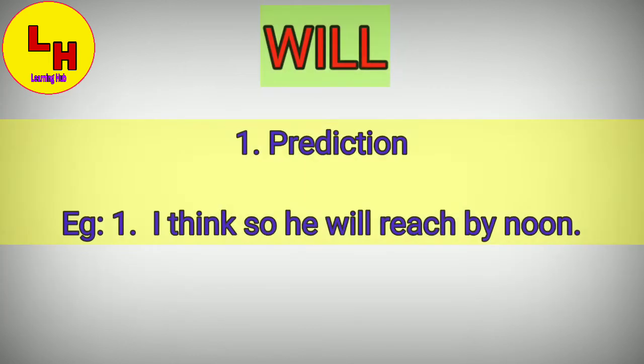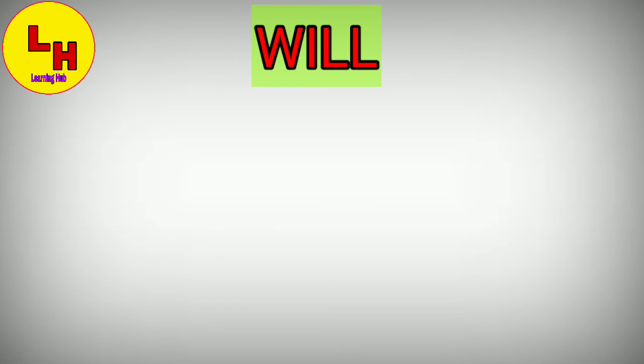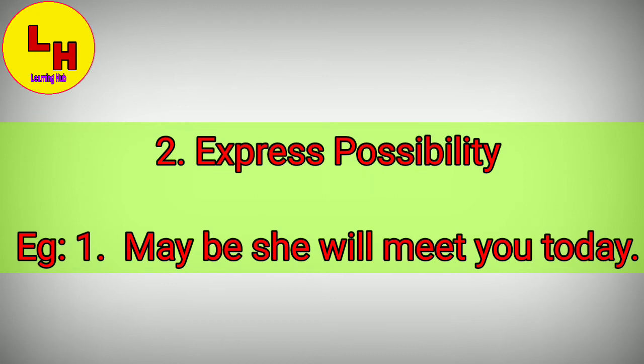Our next modal verb is will. Let us see its uses. Point number 1, for predicting. For example, I think so. He will reach by noon. It's a kind of prediction. Point number 2, for expressing possibility. For example, maybe she will meet you today. A kind of possibility.